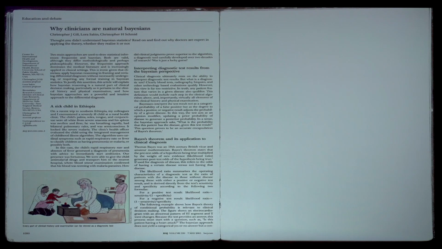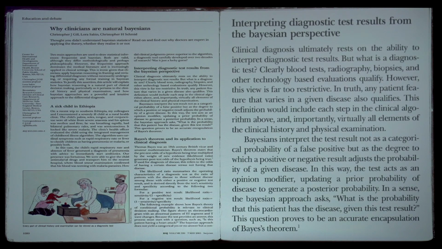So this is a paper, I've posted this before, why good clinicians are natural Bayesians. Clinical diagnosis ultimately rests on the ability to interpret diagnostic tests. But what's a test? Blood tests, radiography, biopsies, technology. And in the final analysis, Ken, everything's a test.